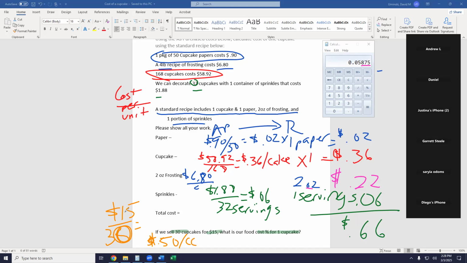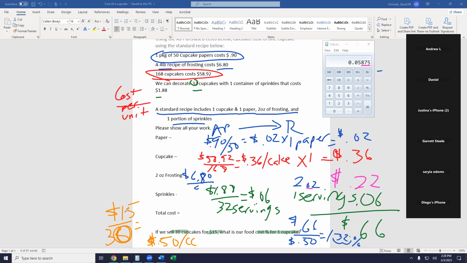And then using our triangle, 66 cents divided by 50 cents is 1.32. Move that decimal place over, it's 132%. That is our answer. 132%.